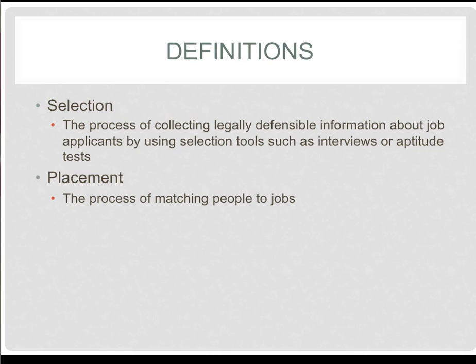So our next slide has the two definitions. What is selection, what is placement? And as it says here, selection collects the legally defensible information about the applicants, and then placement is matching them to the particular job. So we'll talk about those simultaneously, but we'll be able to differentiate between how we collect the data and then how do we ultimately make the decision who is the best person for the job.